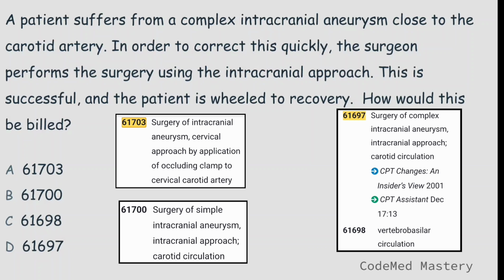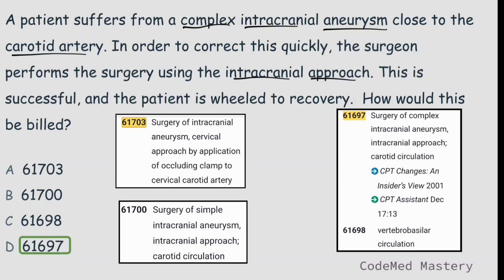In the scenario, the patient suffers from an intracranial aneurysm close to the carotid artery, so the surgeon performs surgery using intracranial approach. Which among these is the right code? The right answer is option D, 61697, because that is for surgery of a complex intracranial aneurysm. In the scenario, you can see there is a complex intracranial aneurysm by intracranial approach and it is close to the carotid artery. So option D is the right answer.